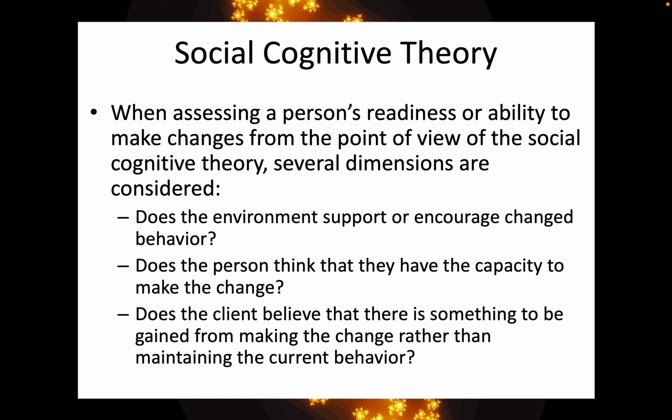When assessing a person's readiness or ability to make changes from the point of view of the social cognitive theory, several dimensions are considered. Does the environment support or encourage changed behavior? Does the person think that they have the capacity to make the change? Does the client believe that there is something to be gained from making the change rather than maintaining the current behavior? Now, this is something that you need to think about.